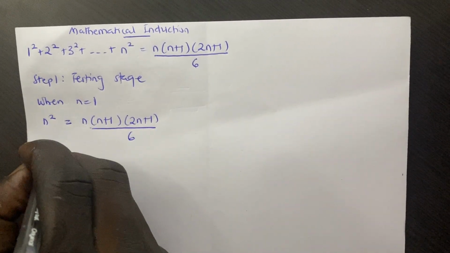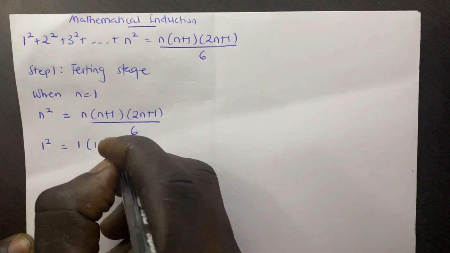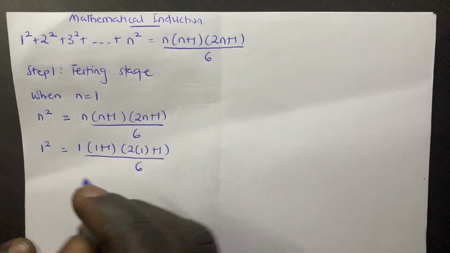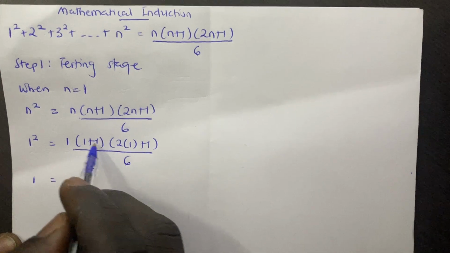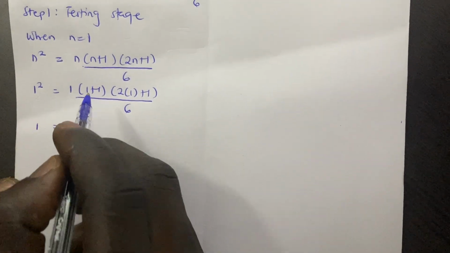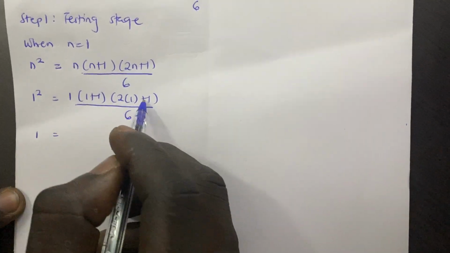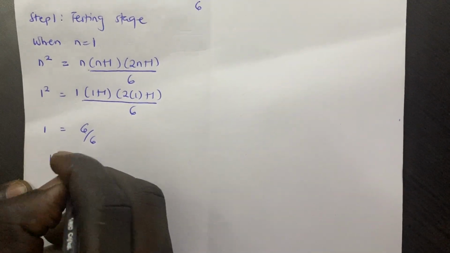So we are getting 1 squared equal to 1 times bracket 1 plus 1, 2 times 1 plus 1, all over 6. 1 squared is giving us 1. 1 plus 1 is giving us 2. 2 times 1 is 2, plus 1 is giving us 3. So we have 2 times 3, which is giving us 6. So we are getting 6 divided by 6. So 1 is equal to 1.